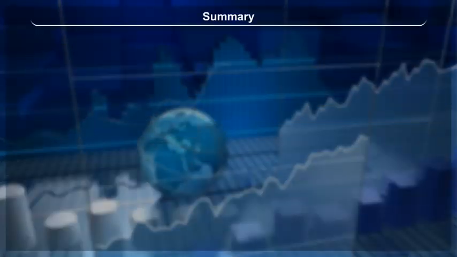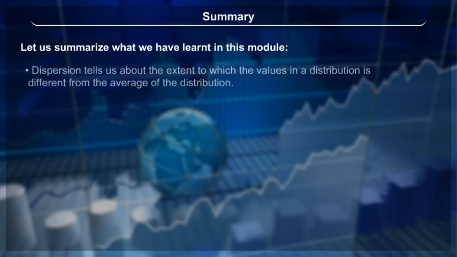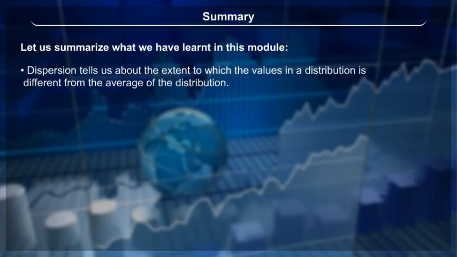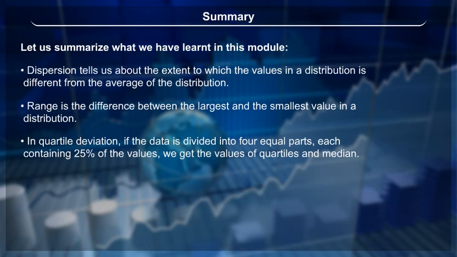Summary. Let us summarize what we have learned in this module. Dispersion tells us about the extent to which the values in a distribution are different from the average of the distribution. Range is the difference between the largest and the smallest value in a distribution. In quartile deviation, if the data is divided into 4 equal parts, each containing 25% of the values, we get the values of quartiles and median.